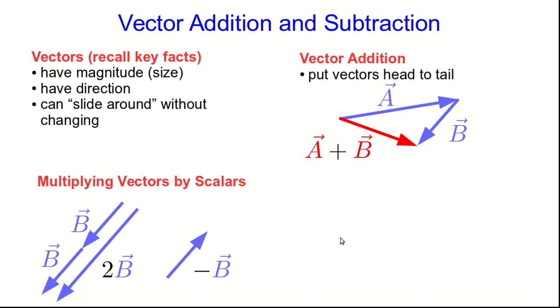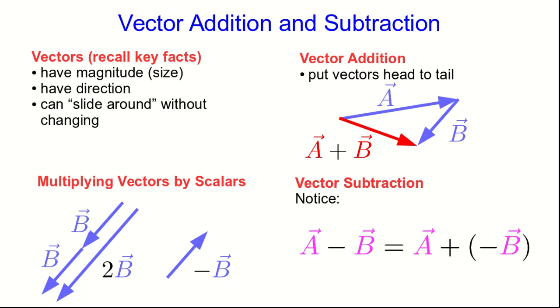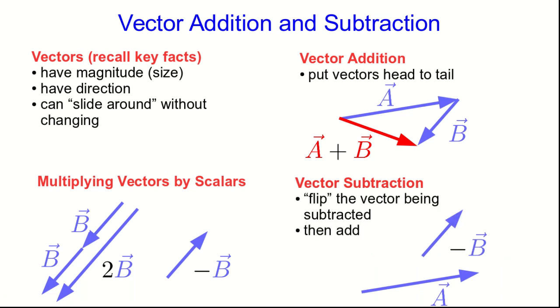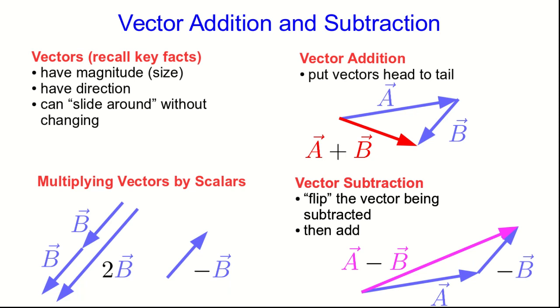Knowing how to multiply a vector by -1 is what we need to understand vector subtraction. Note that a minus b would be the same thing as a plus negative b. And so this tells us how to do a vector subtraction. Start with our vectors a and b. Let's flip b around so that we have negative b, and then add that to a, and what we now have is a minus b.